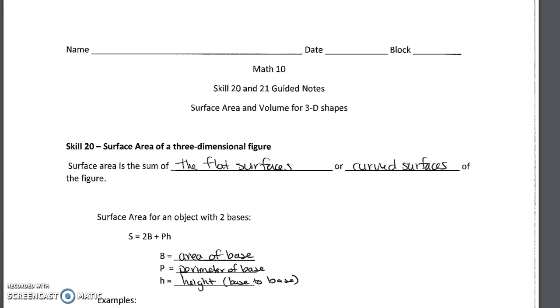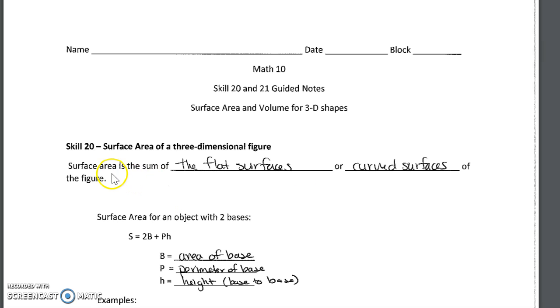Now I probably shouldn't say just. Surface area is challenging. It has many different parts. It has a lot of different formulas. So there's a fair bit of things that you need to keep track of. But hopefully, as you go through these notes, you will manage to do that. So again, we're just going to go through skill 20, and then we'll go ahead and stop, and then give you guys some time to work.